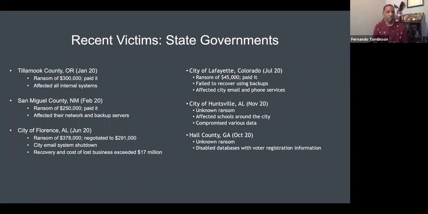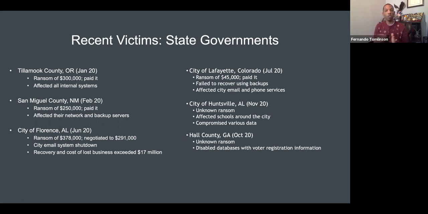City of Florence, Alabama, ransom of $378,000. They negotiated it down to 291. Listen to that. 378,000, they negotiated down to 291. Either way, the attacker is winning. What was affected, right? The city email system was shut down. Recovery costs and loss of business, although they negotiated down to 291,000, exceeded 17 million. Exceeded 17 million, right?